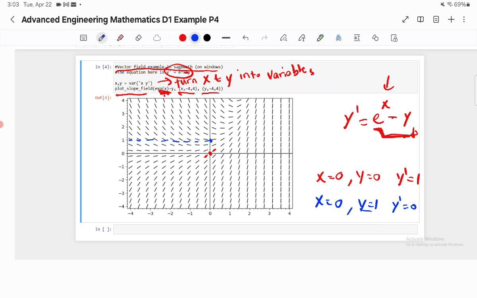or vector field, if you want, for this particular equation. That's all that I have for this video.